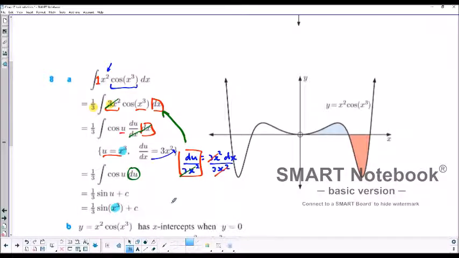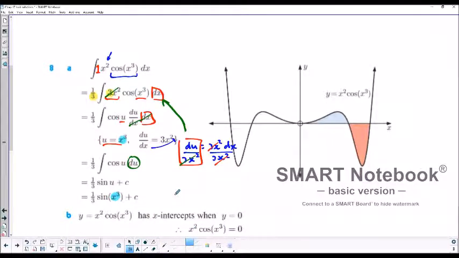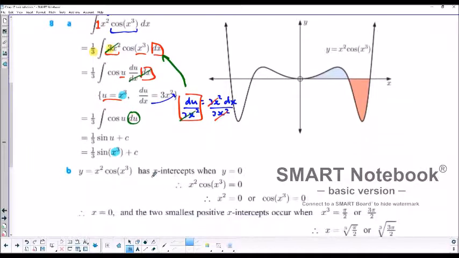Okay, so that's that first part. So now we know the integral, so we'll be able to do some area calculations here. Now we see up here in this function that it has an x-intercept of 0, and then it's got another x-intercept there and there, which we don't know yet.